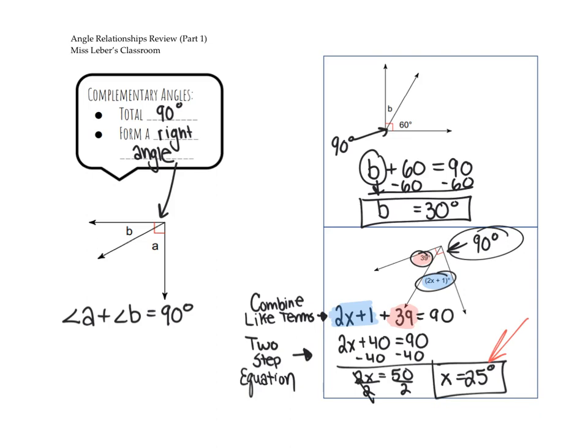You guys are rock stars at solving those. So again, let's use what we know. We know how to solve a 2-step equation. Use what we also know, that complementary angles add up to 90 degrees, and put them together.